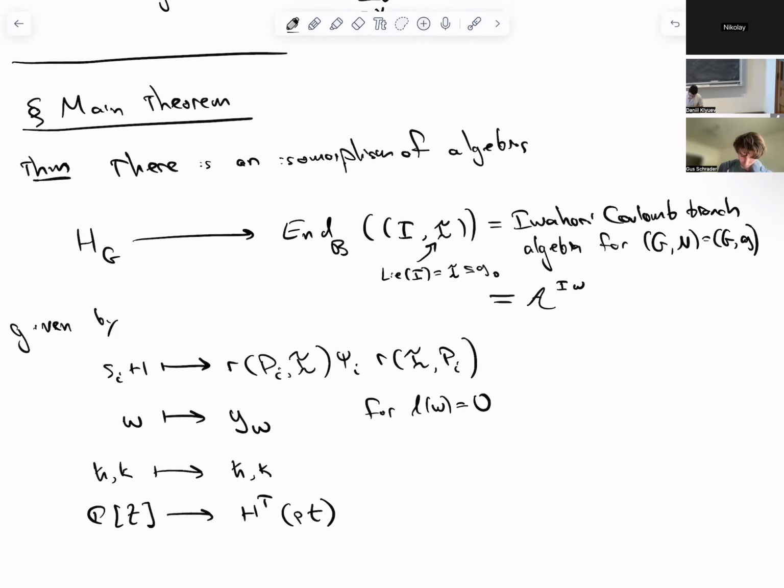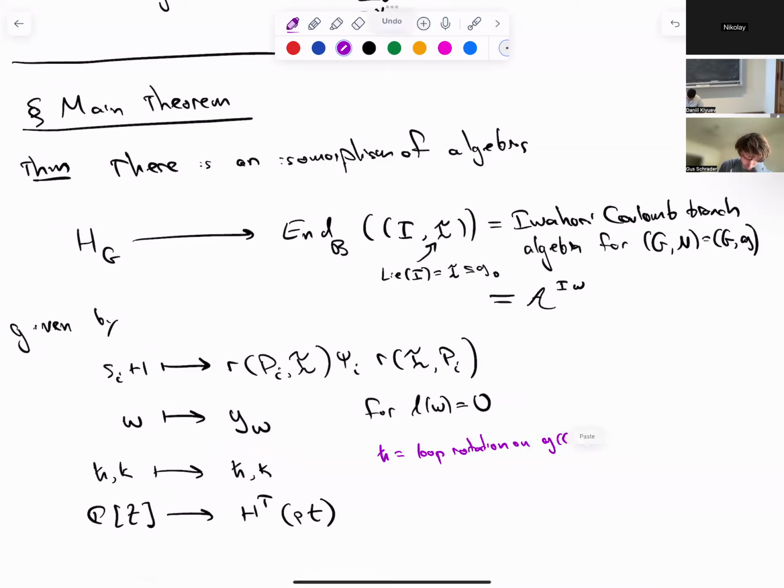And let me make a brief detour remark about how these parameters actually appear, because it is very subtle. There's actually two sorts of deformations going on. So the h bar deformation is given by the loop C star. Yeah, it's given by loop rotation on G_K. So C star acts on the loop algebra by sending z to h bar z.